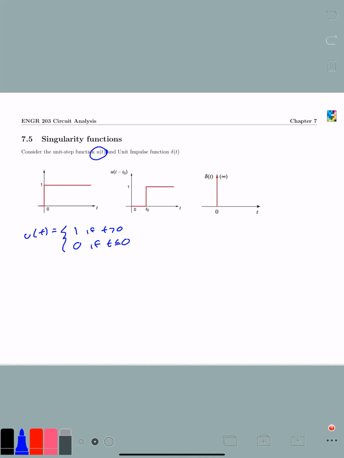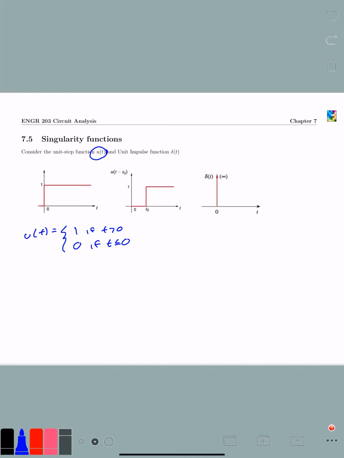Now, if you look at this, we connected them there. And mathematically, that's a bad idea, right? You can't just jump up there. It's not a continuous function anymore. You can't just jump like that. But we do it anyways in engineering. We don't really care. And the second function that we're going to talk about here is the delta function.